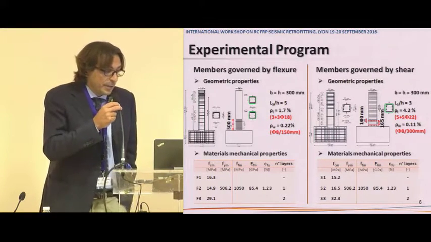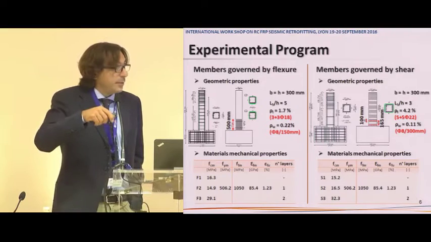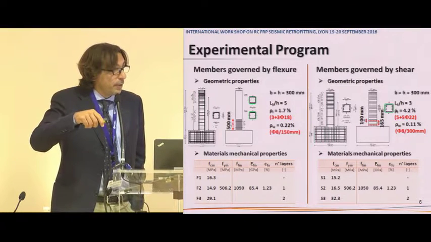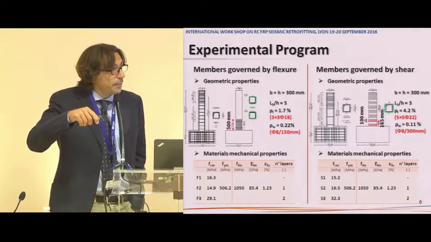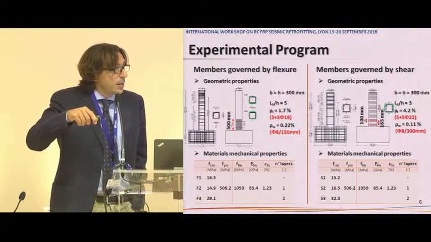The reinforcement is obviously different, because in this case we want to attain the flexural failure, here the shear failure. So here we have obviously a big amount of longitudinal reinforcement, while the stirrups are poor, and exactly the opposite in this case, as well as the shear span is different. Here is 5, while here is 3.